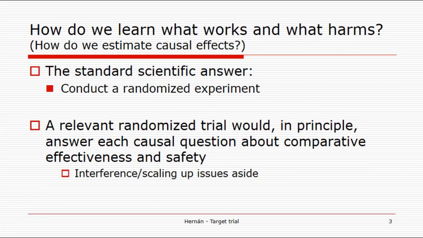Okay. So if you ask any scientist, how do we learn what works? There is a standard answer, which is, well, conduct a randomized experiment. If you think about any question of whether this course of action is better than that course of action for some outcome, there is always a way of answering that in principle, by conducting a randomized experiment. If it is with humans, we call it a randomized trial.